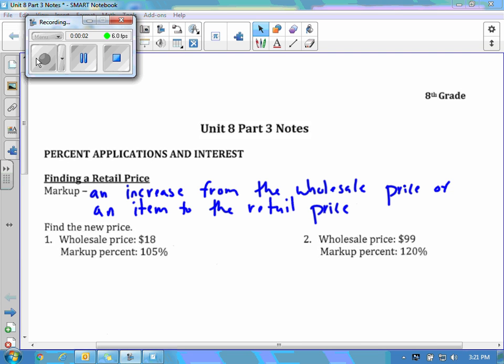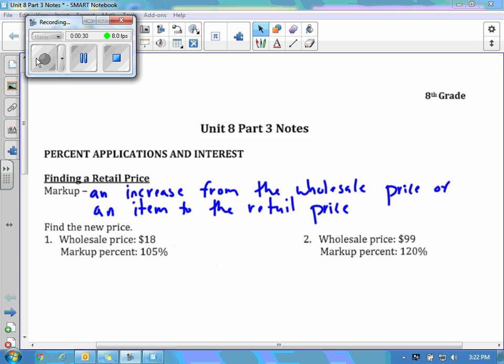In Unit 8, Part 3, we are talking about percent application of interest. Again, we're getting further into Chapter 7 in the textbook. There's probably a greater chance that you did not cover this last year, so if you have questions, make sure you ask. There is a lot of information in this part, just like in Part 1 and Part 2, so make sure you are keeping up and asking questions.